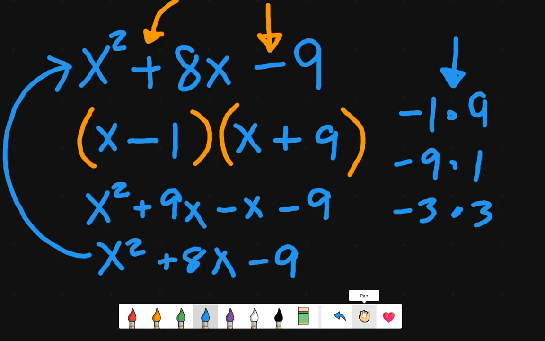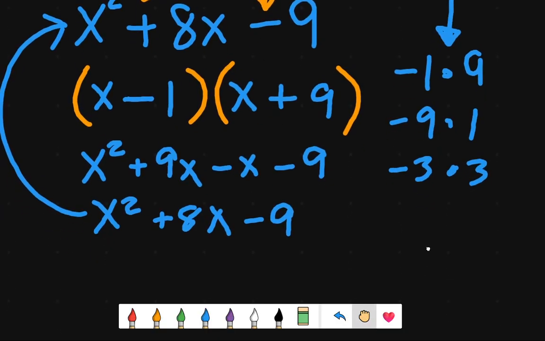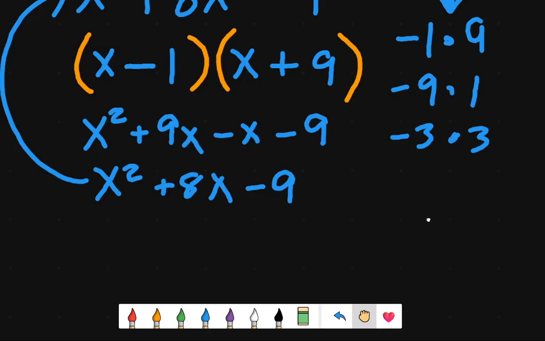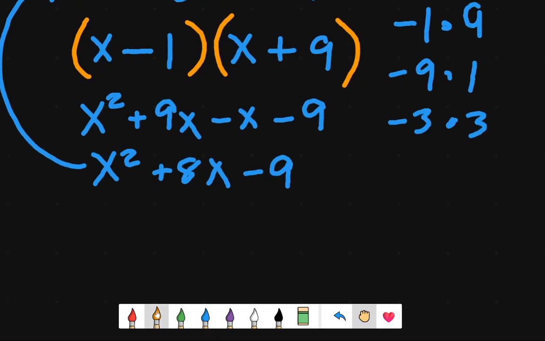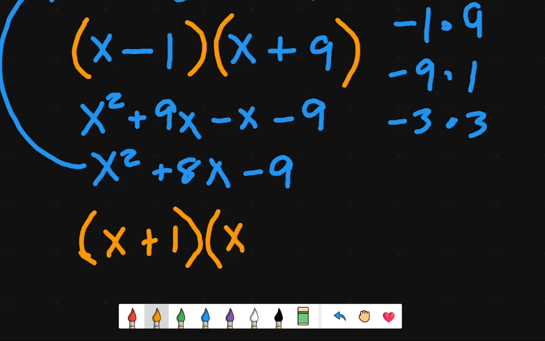Now, here is something to try. What if we were to switch the signs around? Will we get the same answer? You know, you have to do some investigation in math. You've got to be curious and do some trial and error to see if it works the other way around. All right, so let's see. If we change that minus 1 to a plus 1 and this plus 9 to a minus 9, yes, we will still get a negative 9, but will we still get a positive 8x?